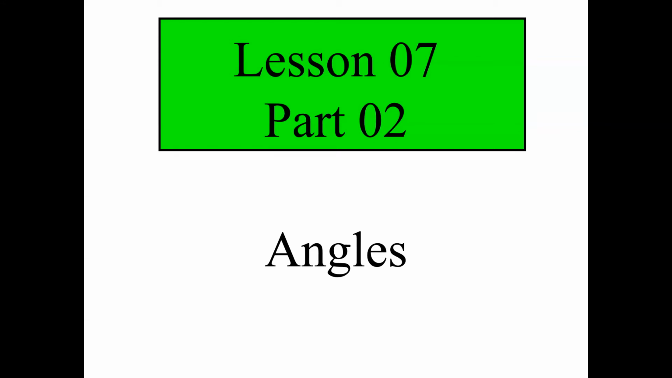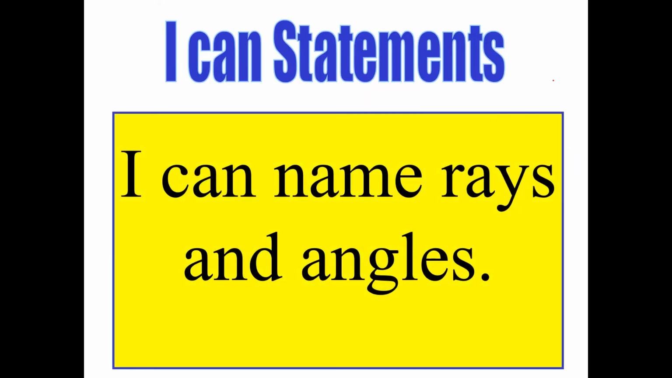All right, so now we're on to part 2 of lesson 7, which is to go over angles. I'm sure you all have heard the word angles before, and a lot of you probably know what they're talking about. So let's talk about our I can statements. The I can statement for this section is I can name rays and angles.